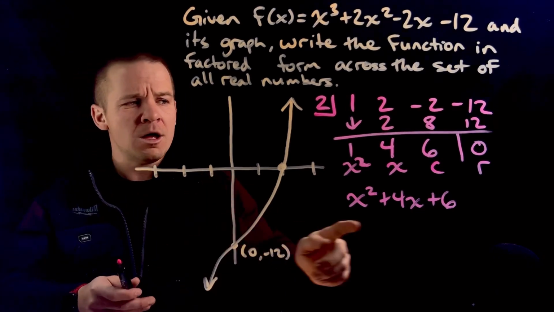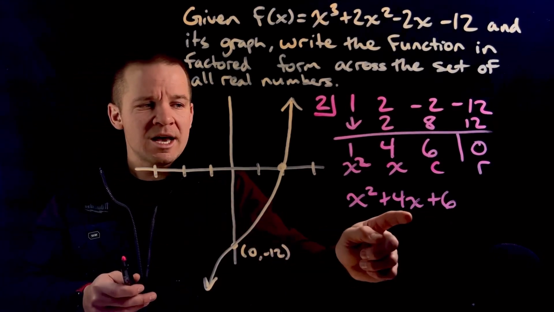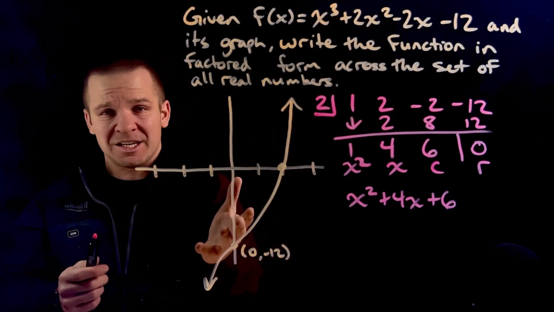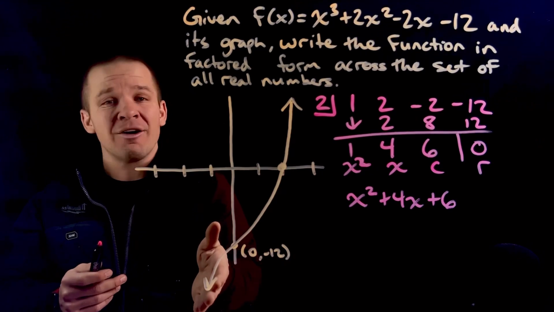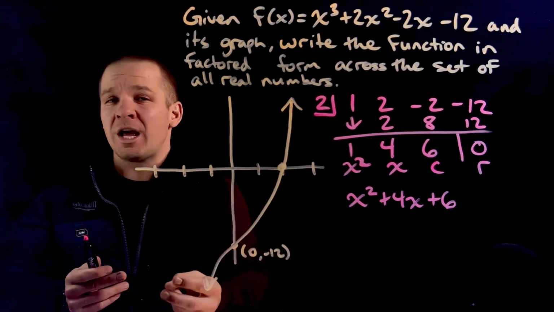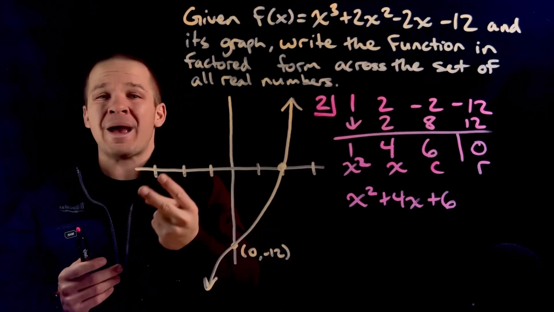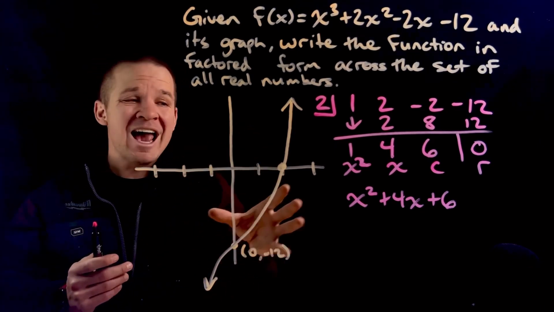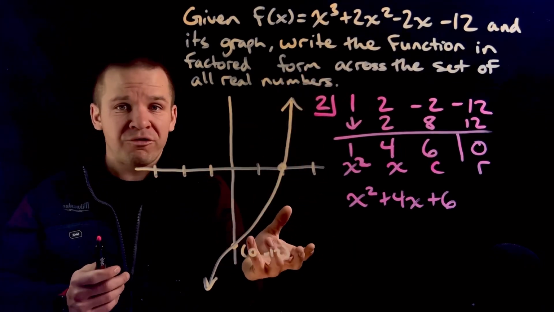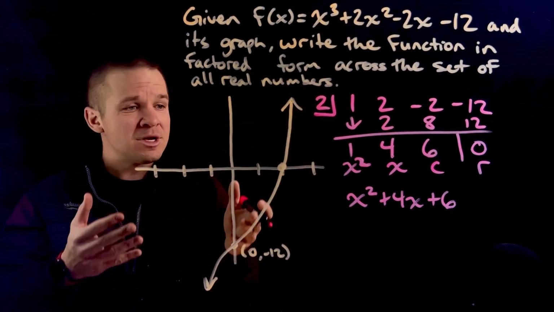Can we factor that? Well, nothing multiplies to 6 and adds to 4. Also, we can clearly see this thing is a cubic function. It's going down here. It isn't coming back up and hitting that x-axis. So this means we're going to have two imaginary solutions for my zeros, and I'm not going to be able to factor that across the set of all reals if they're going to be imaginary solutions. So that's it for this.